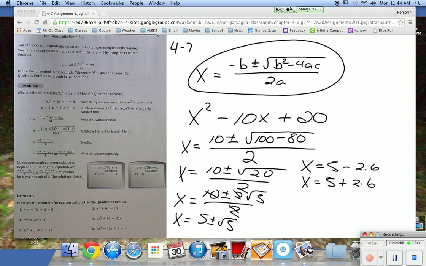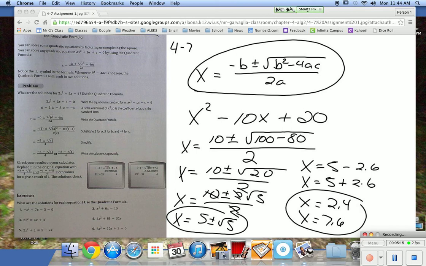That's where this plus or minus comes in, right here, so we can subtract that out. So we can say that x is equal to 2.4 and x is equal to 7.6. And that's how we use the quadratic formula to be able to figure out how to factor this out here: x squared minus 10x plus 20.